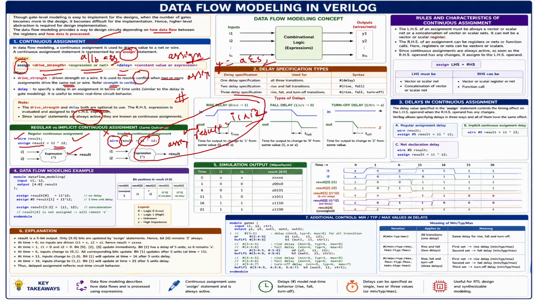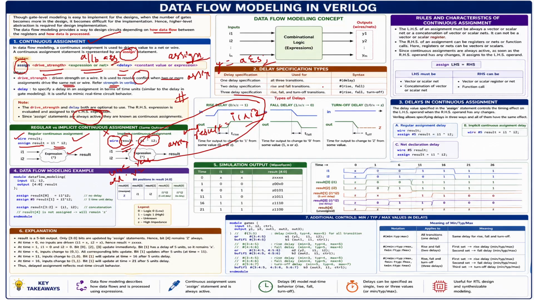Sometimes if you are representing wire and result I1 XOR with I2, it can show that the result data type is not found in your design. This type of error may come. That's why don't go for this. Better, represent wire result, after that assign result equal to I1 XOR with I2, I1 and with I2, I1 or with I2. That is the best way. Delays, you know, right?